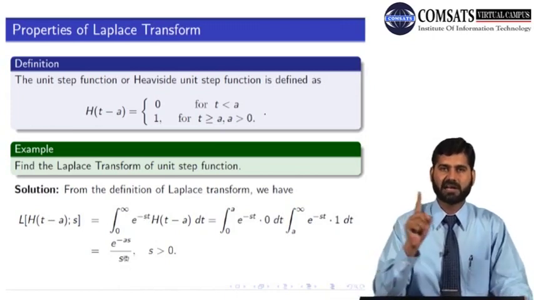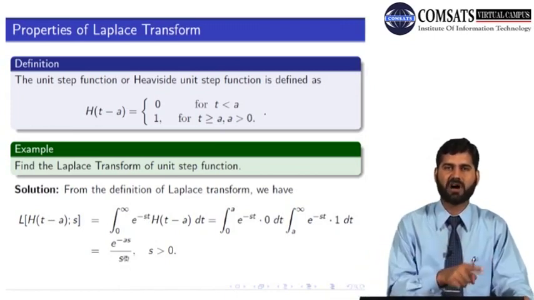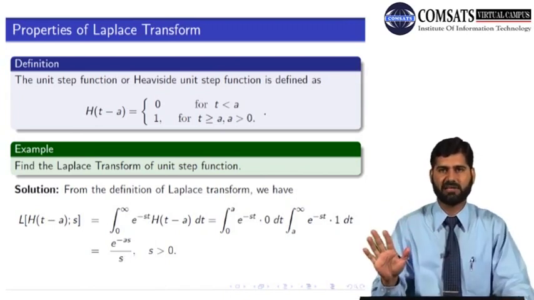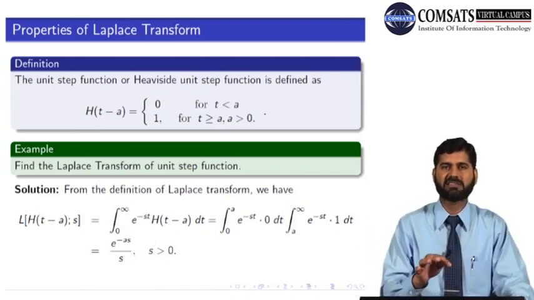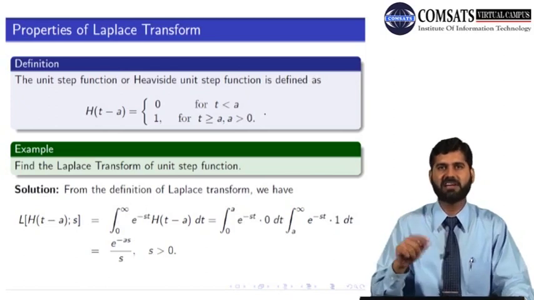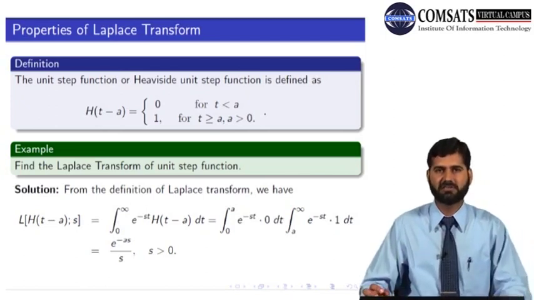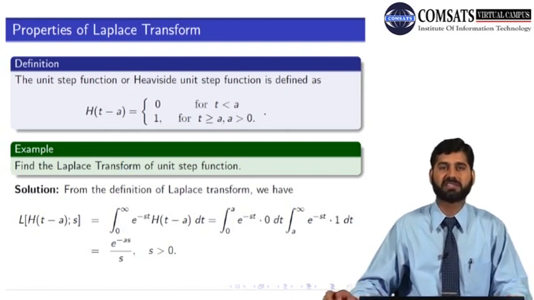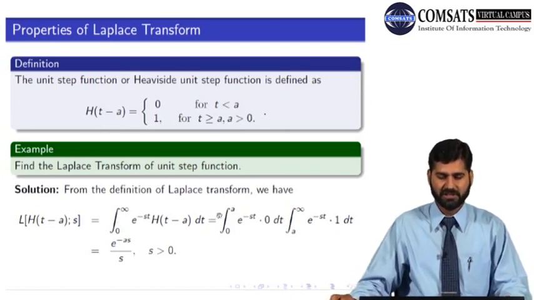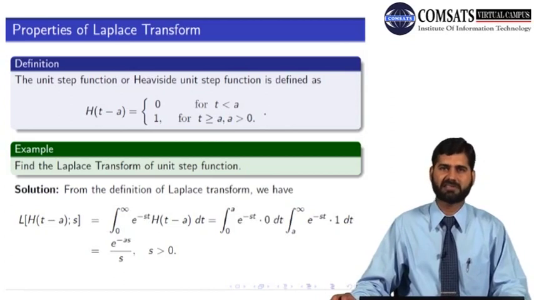So Dirac delta function has Laplace transform of e to the negative as only. But Heaviside function has the e to the negative as divided by s. So Heaviside function has this 1 over s factor additionally, which Dirac delta function did not have. So it means when you are getting exponential in your answer, either Dirac delta function or Heaviside function will be coming in your original function.